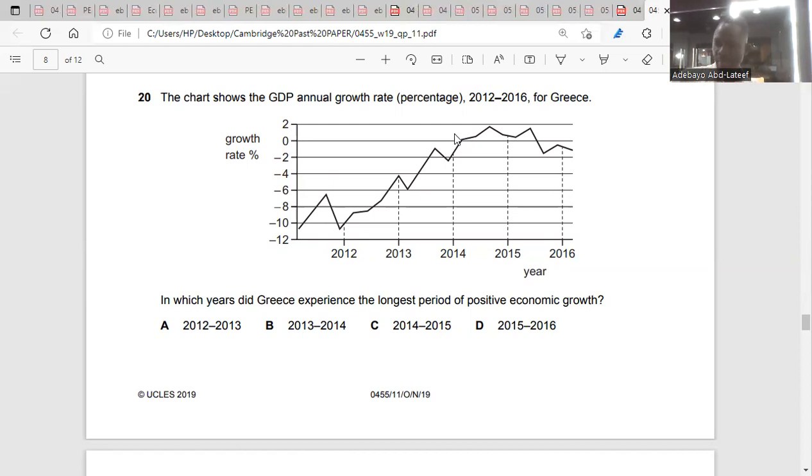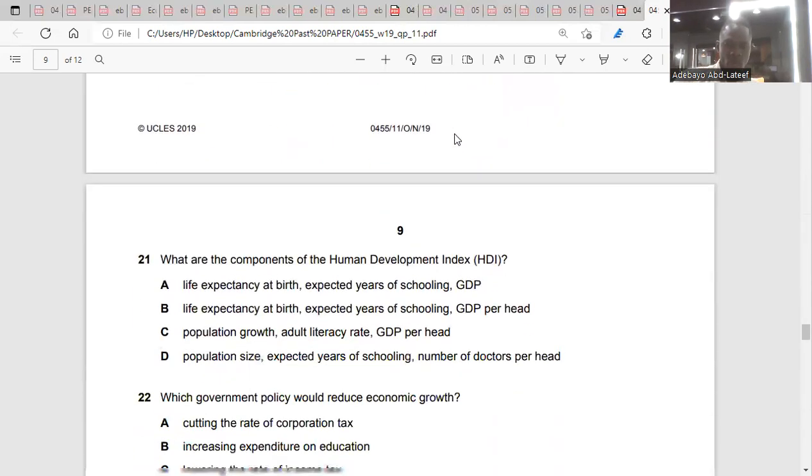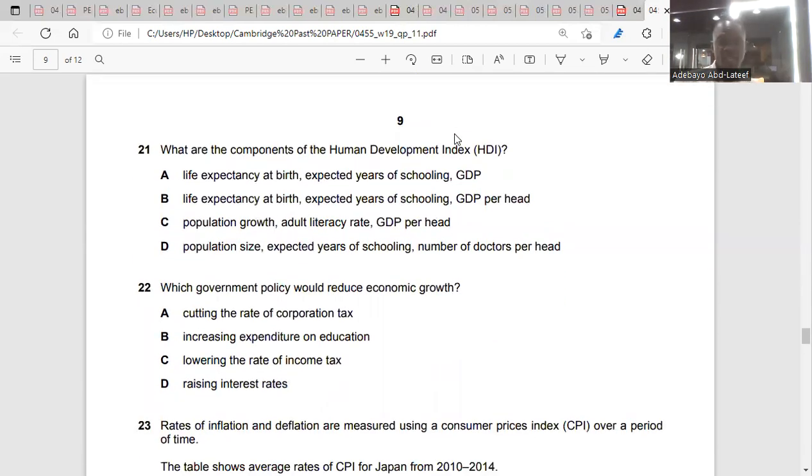Number 21. It said, what are the components of HDI, the Human Development Index? Life expectancy at birth, expected years of schooling, GDP per head. Not population size, not population growth. Expected years of schooling, yeah, academic education. But it is GDP per head because it's individual, and GDP per head is GDP divided by the total population. So the answer is B, 21, okay?